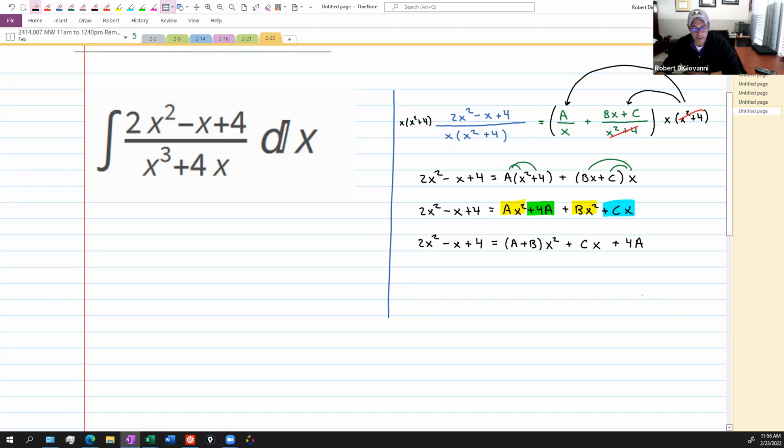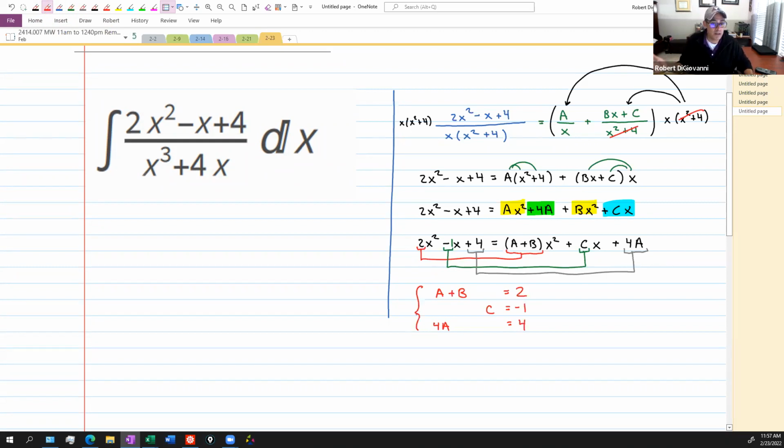And at this point, I can play the matching game, right? The number in front of x squared, 2, must match the number in front of x squared over here. So that tells me right now, a plus b has to be 2. And then I have a -1 sitting in front of x, so I know that -1 must match up with, must match with what? C, right? So I know C right now. C is -1, right? And then the last thing is I know that 4 must equal 4a. So 4a must equal 4.